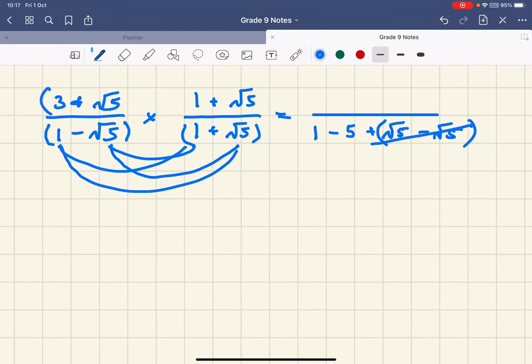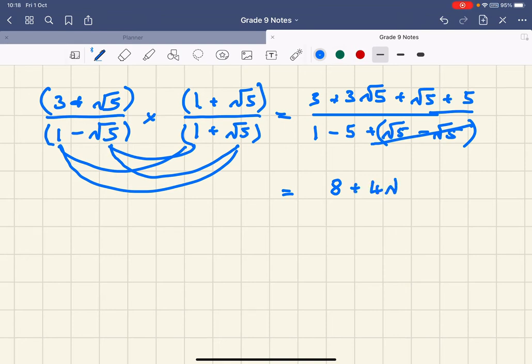Okay, now let's look at the top. I don't mind if I have some surds or radicals on the top, so I'm going to do this as 3, that's 3 times 1, plus 3 root 5s, plus 1 root 5, and then I've got root 5 times root 5 there, which is 5. So let's just tidy all of this up. I've got 3 and 5 on the top, which is 8, and I've got 3 root 5s and 1 more root 5, which is 4 root 5s, and on the bottom I've got minus 4.